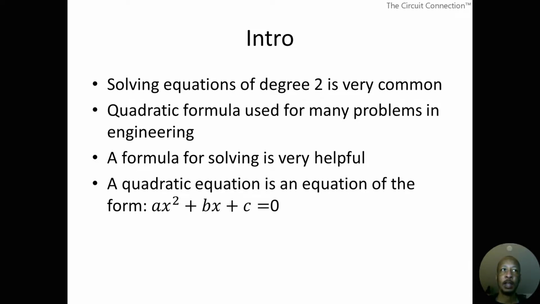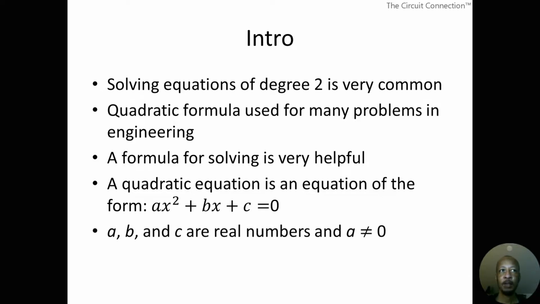And what is a quadratic equation? Well, it's an equation that is in the form of ax squared plus bx plus c equals 0. And what are a, b, and c? Well, a, b, and c are real numbers, and a is not equal to 0. The a not equal to 0 goes without saying.